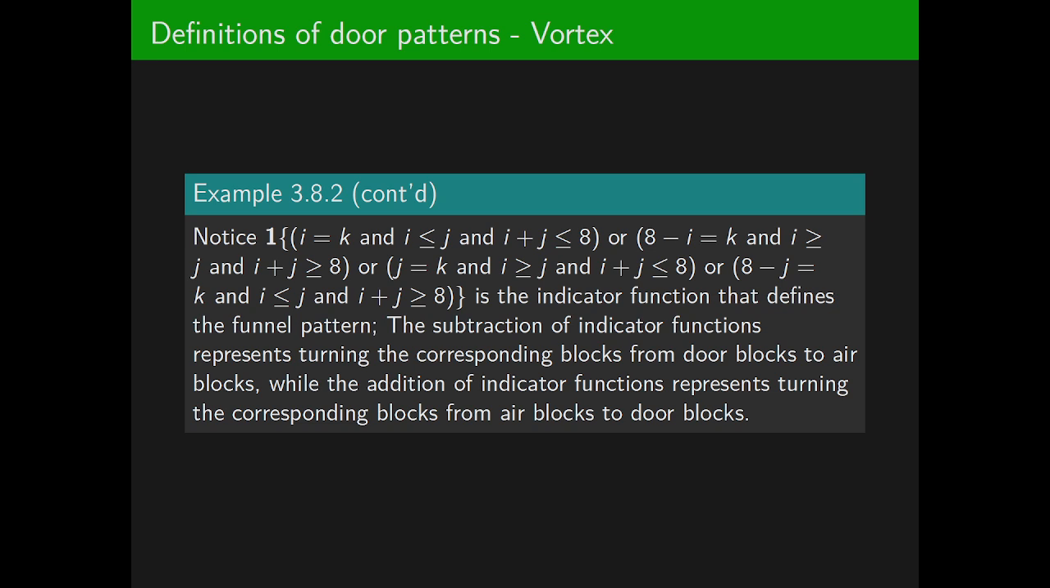And now, the second thing is that the subtraction of indicator function basically just represents turning the corresponding blocks from door blocks to air blocks, because we are always subtracting 1 if the indicator function has a true statement. So yeah, just turning from door blocks to air blocks. And the addition of indicator function represents turning the corresponding blocks from air blocks to door blocks. You already saw it actually in some other patterns.